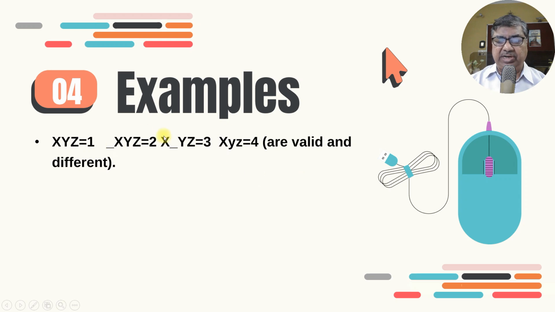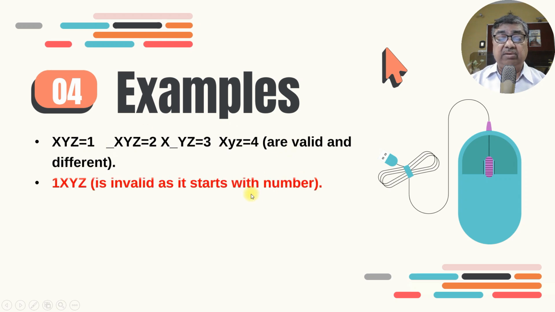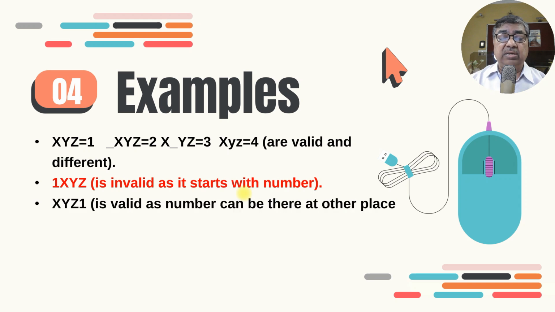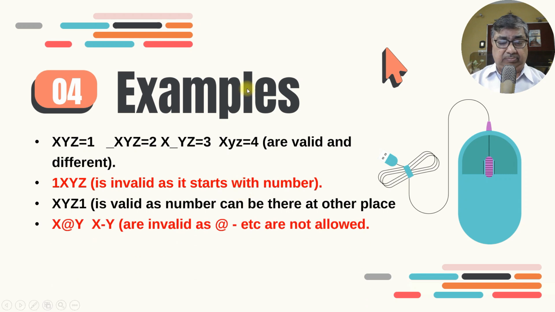They will all be treated as different. Then 1 in the beginning is an invalid identifier because it starts with a number. It is not allowed. XYZ1 is valid because 1 is not in the beginning, and an identifier does allow alphabets, numbers and underscore. So it can be there at any other place.